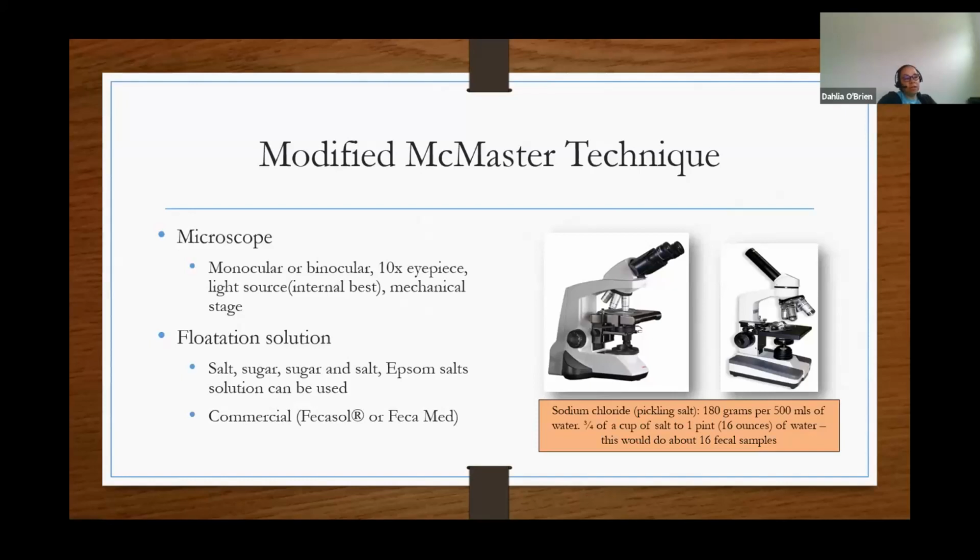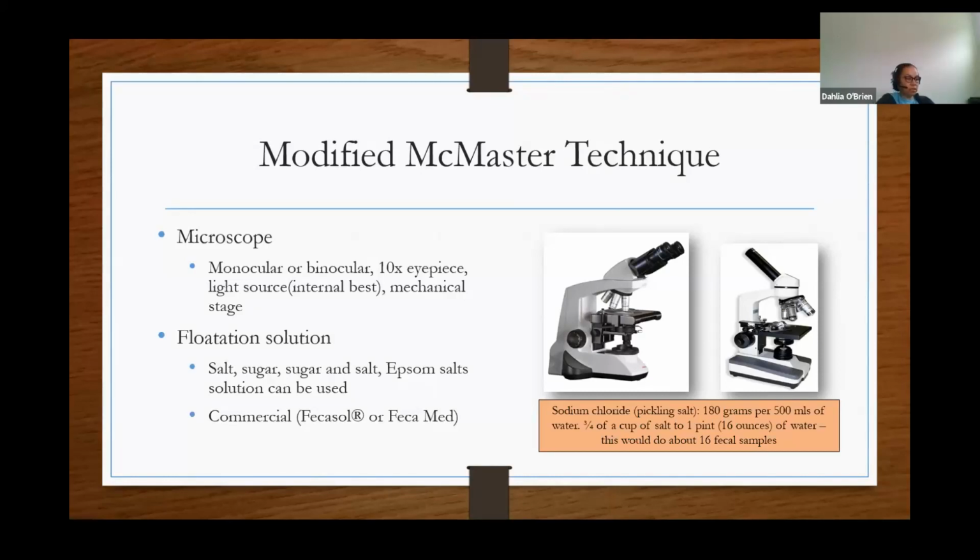What else do we need to conduct a fecal egg count? We also need a microscope. And you could use a monocular or binocular scope. For me, I prefer to use a binocular. It's just more comfortable. You'd need at least a 10x eyepiece. It has to have some sort of light source. An internal light source is best, and a mechanical stage, even though not necessary. It makes it so much easier to move that slide so you can count those parasite eggs. And of course, some of these features will add cost to the microscope that you purchase.